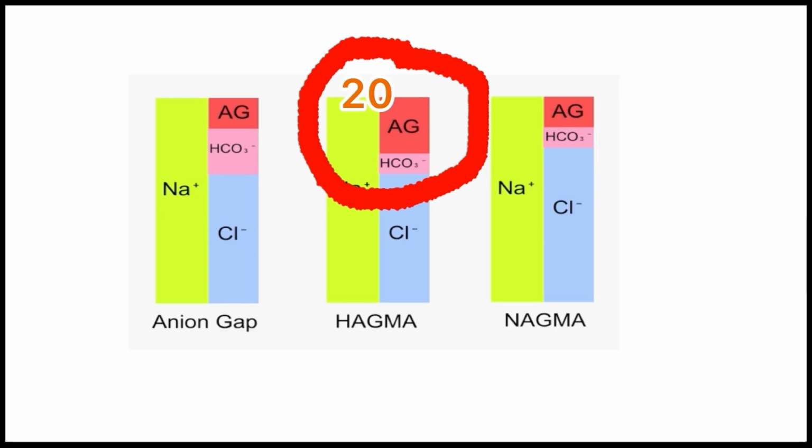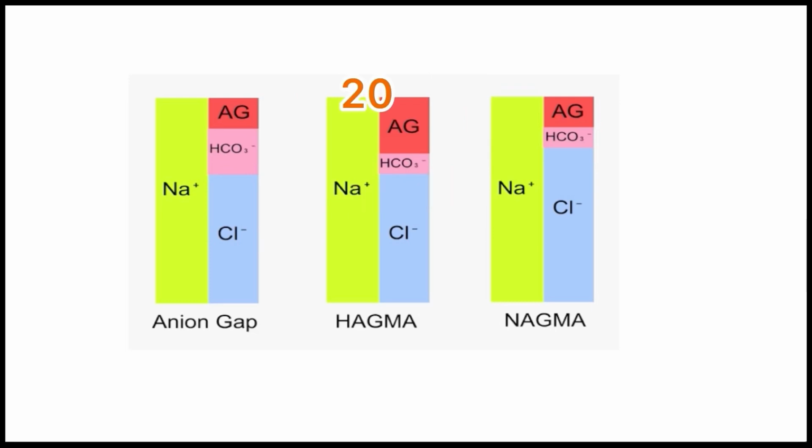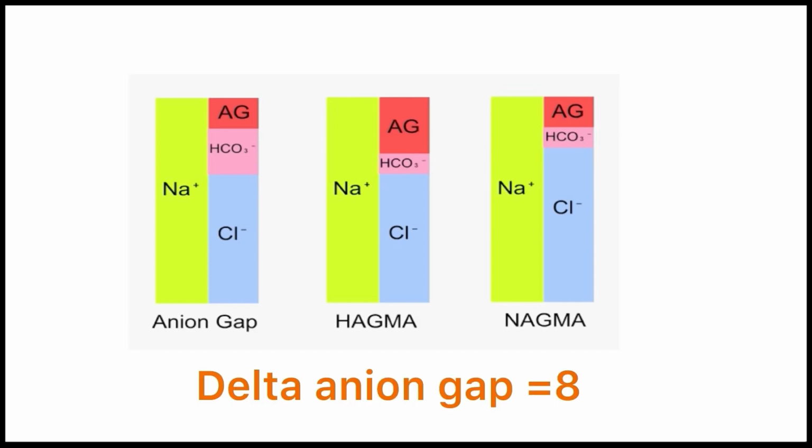See, this patient has a high anion gap, for example 20. So we calculate it by using the formula sodium minus chloride plus bicarb. What's the normal anion gap? It's 12. And the difference is the delta anion gap, 20 minus 12. That comes to 8. So delta anion gap is 8.